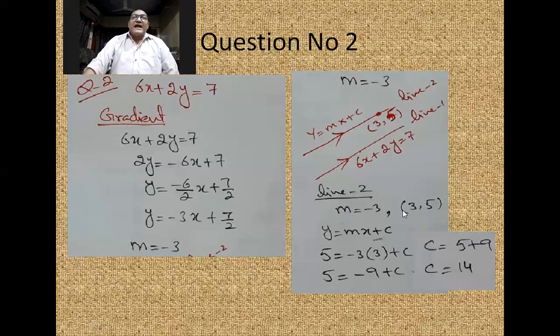So I will put the m value, the x value, and the y value into this equation. y equals mx plus c. In the place of y, I will put 5. In the place of x, I will put 3. In the place of m, I will put minus 3, plus c. So this will be 5 equals minus 9 plus c. So c will equal 5 plus 9, and c will equal 14. So this is how you will do question number 2 of review exercise 6.